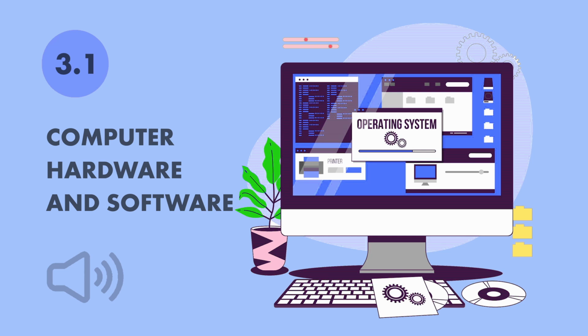Printer. This output device is used to take printouts of your important documents and pictures on paper. Printout is called hard copy. There are different types of printers available: dot matrix printer, inkjet printer, laser printer, 3D printer.